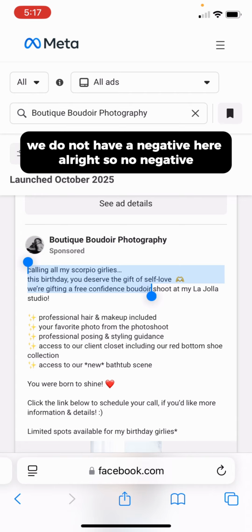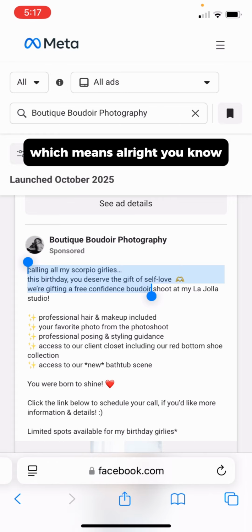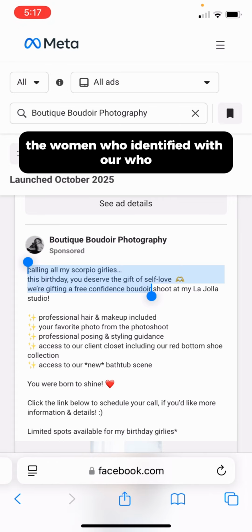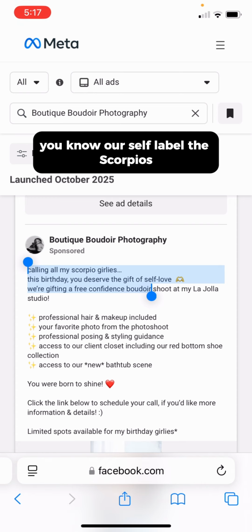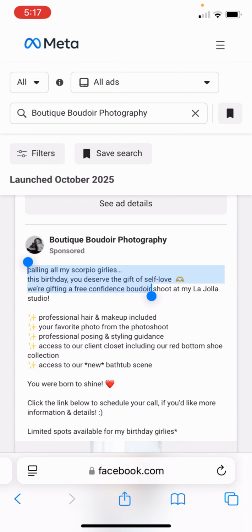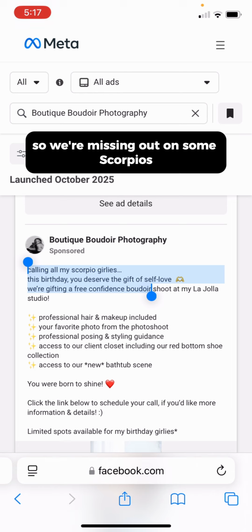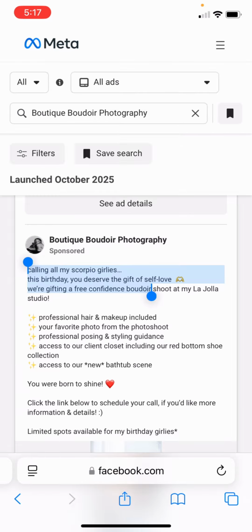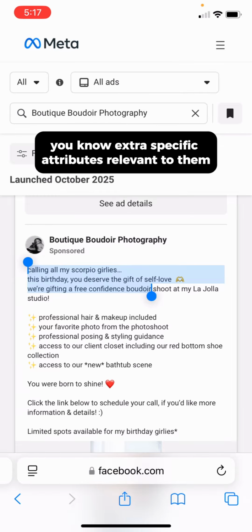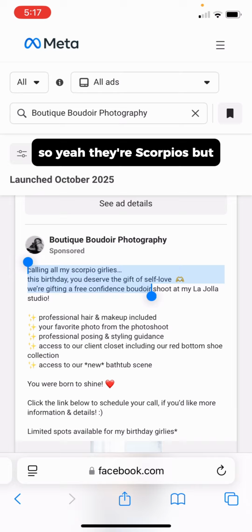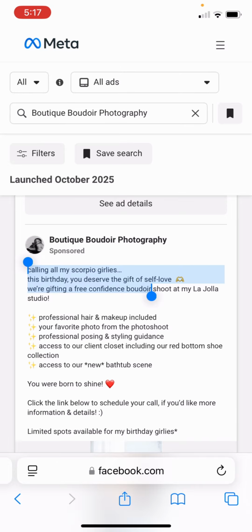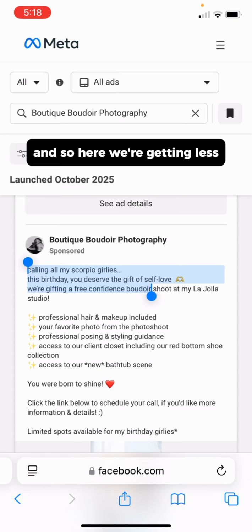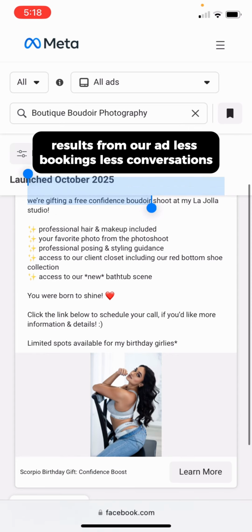And we do not have a negative here. All right, so no negative, which means, all right, the women who identified with our who, our self-label, the Scorpios. We're missing out on some Scorpios, actually, a lot of them, honestly, because they're not seeing any extra specific attributes relevant to them. So yeah, they're Scorpios, but a lot of them keep scrolling. And so we're getting less results from our ad, less bookings, less conversations.